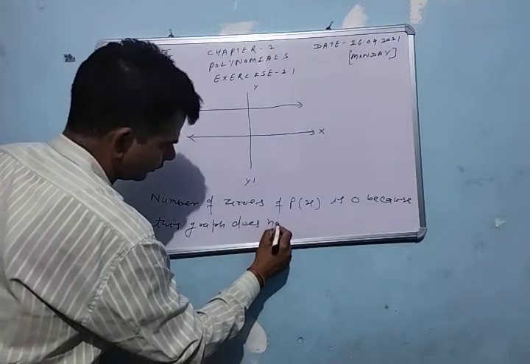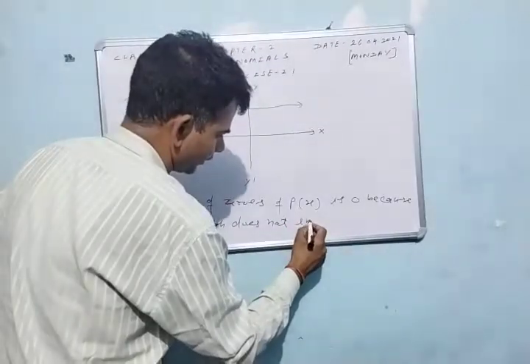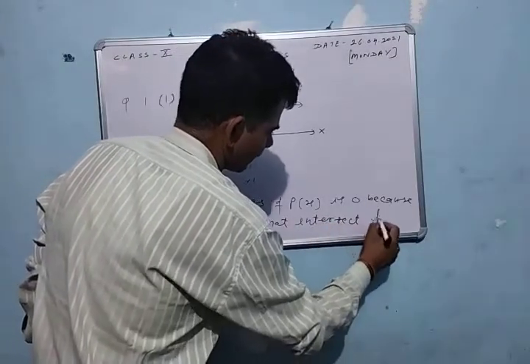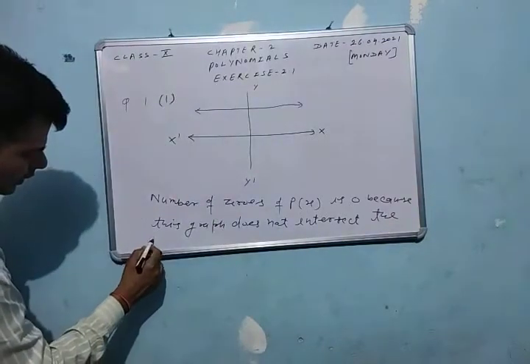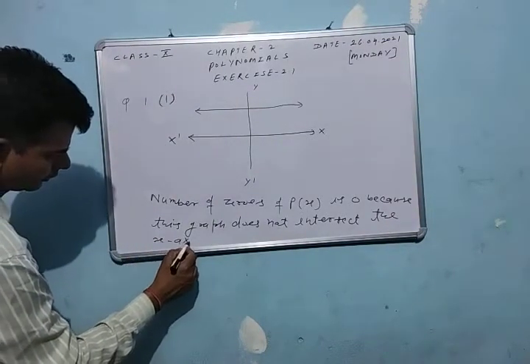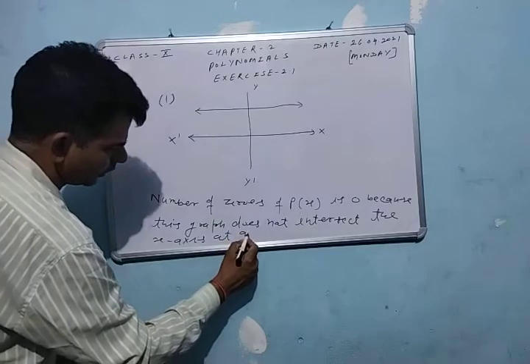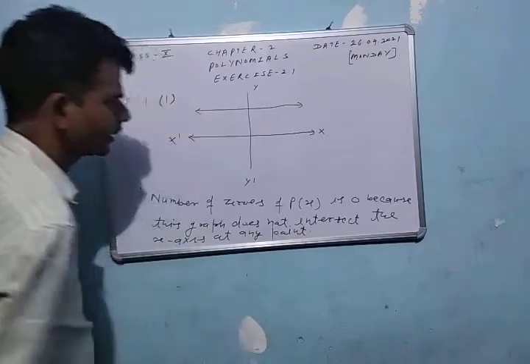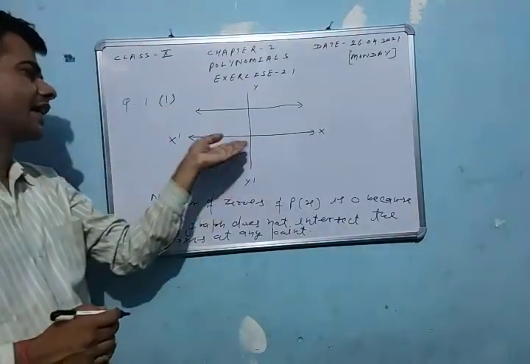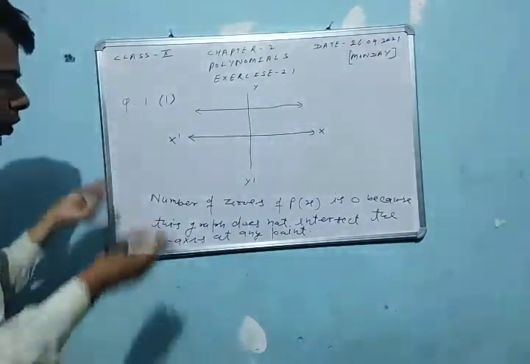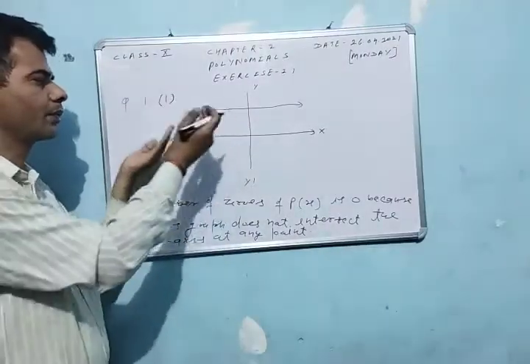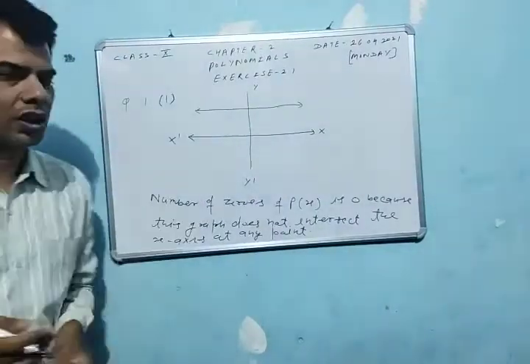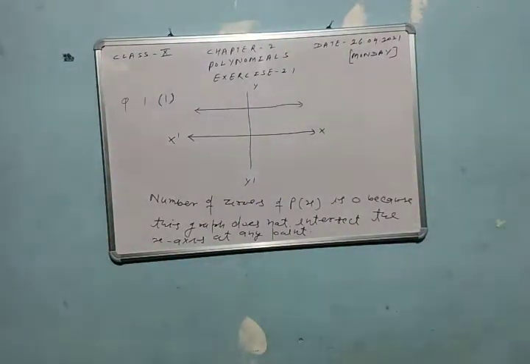This graph does not intersect the x-axis at any point. Students, this graph does not intersect the x-axis at any point, so the number of zeros of the given polynomial p of x is 0. Students, please note it down.